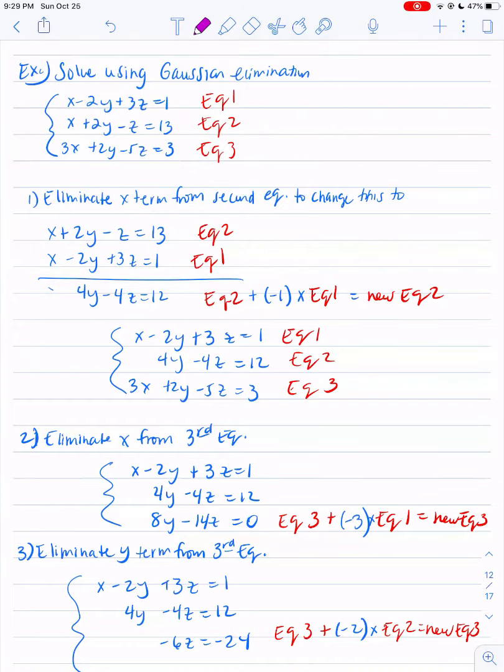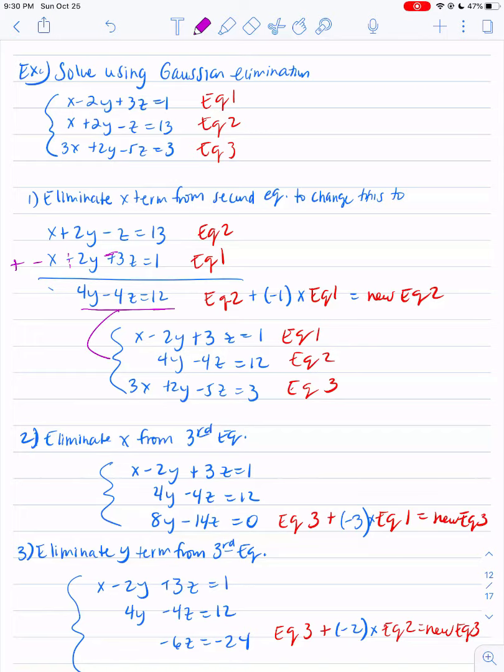I'll do it in purple. So I'm going to get negative x plus 2y minus 3z. And then I add these. So the x's cancel, 2y plus 2y is 4y, negative z plus negative 3z is negative 4z, 13 plus 1 is 12. So this is my new equation 2.